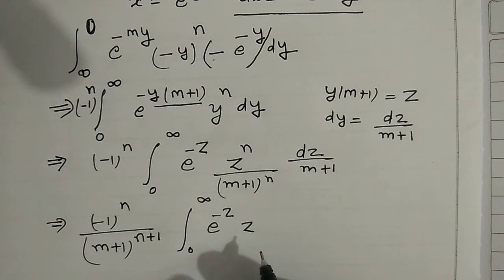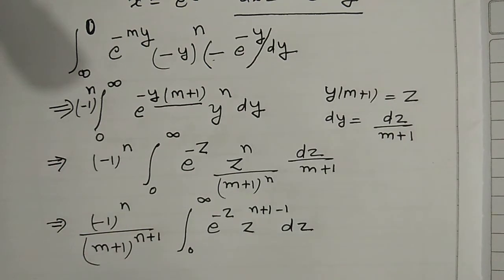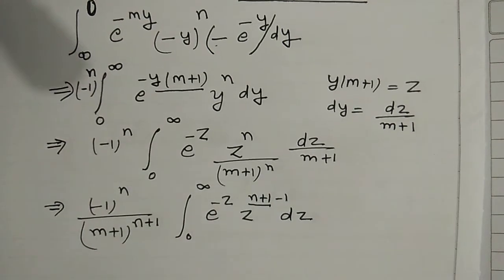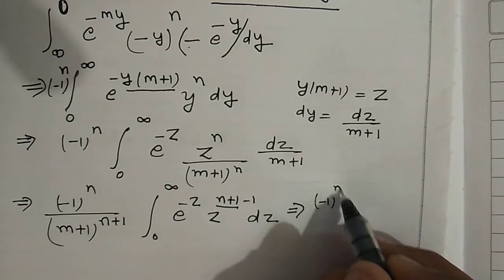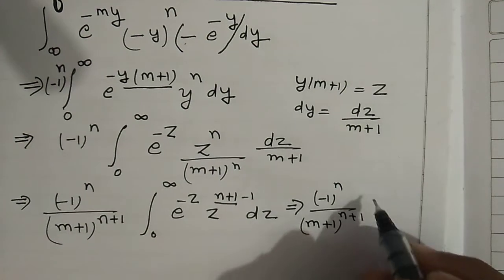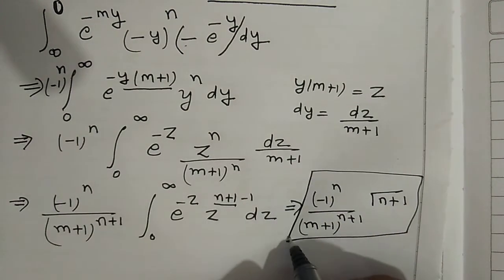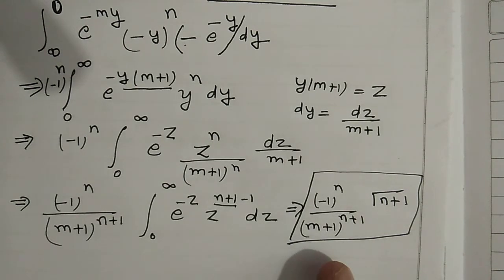We need n minus 1 as the power to make the gamma function, so we write n plus 1 minus 1. Now we have e power minus z, z power n plus 1 minus 1, dz, so this is nothing but minus 1 power n divided by (m plus 1) power n plus 1, times gamma(n plus 1). This is the answer: minus 1 power n divided by (m plus 1) power n plus 1, gamma(n plus 1).